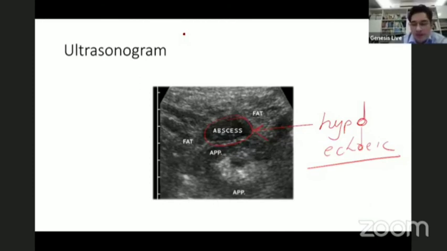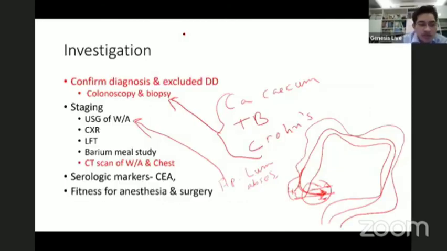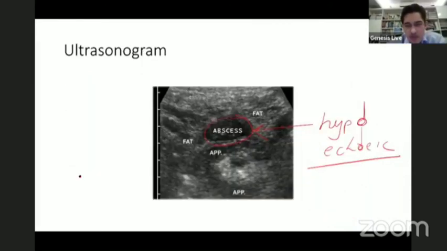So these are most of the investigations. Let's see what other investigations. We talk about the barium meal study as well. We get the apple core lesions. CT scan you do. Liver function test is not very important. If you get a malignancy, serologic markers are very important. And the last investigations, if you go for surgery, are fitness for anesthesia and surgery. So these are pretty much all the investigations.